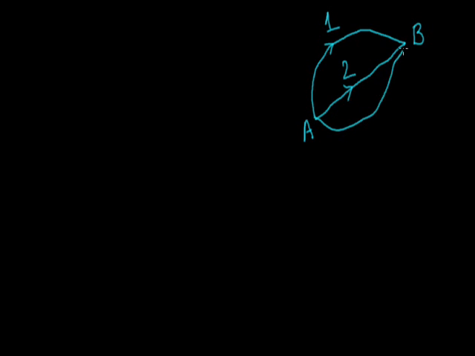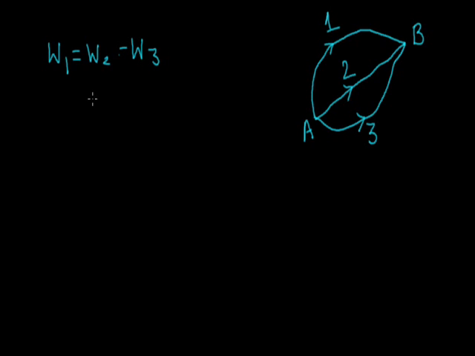Let any object be displaced from point A to B by 3 different paths. First is path 1, second is path 2 and third is path 3. So in this case, the work done by conservative force in all the 3 paths will be equal. So we can write here W1 equals W2 equals W3.